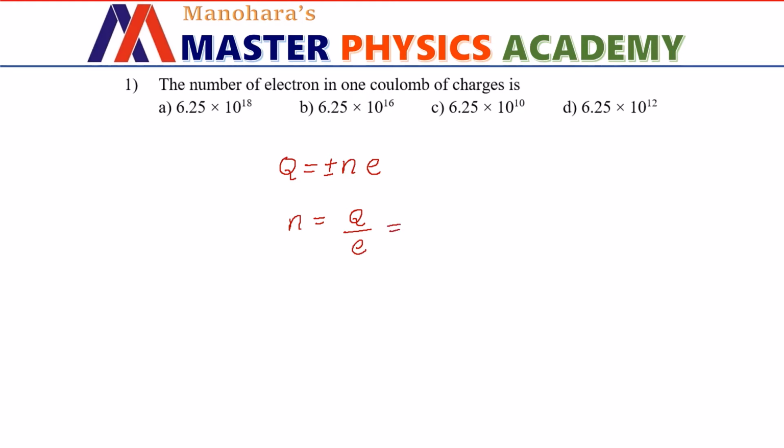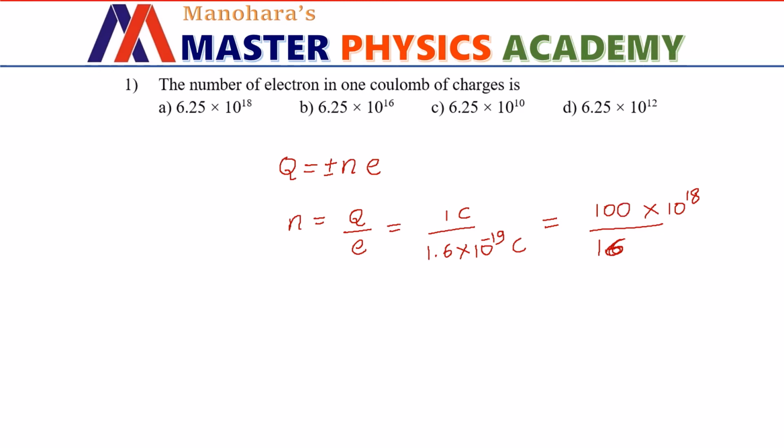So what is the Q value given here? 1 coulomb. And what is the charge of each electron? It is 1.6 into 10 to the power minus 19 coulomb. So there will be 10 power plus 19 in the numerator. I can write that this way, 10 into 10 to the power 18 for quick calculations. Then divided by 1.6. So I can just consider that as 16, and I can make one more zero here.